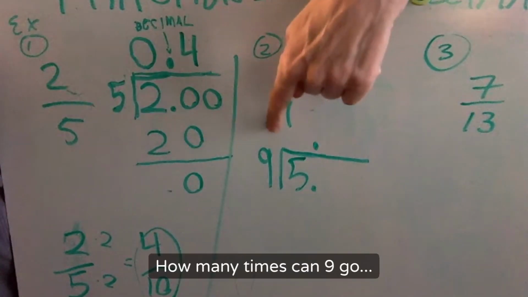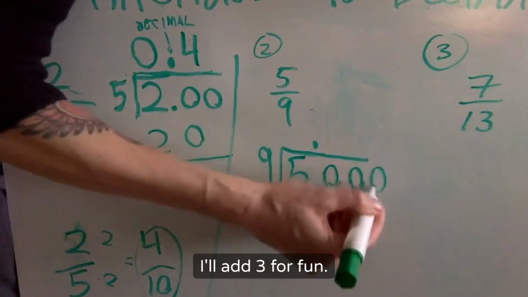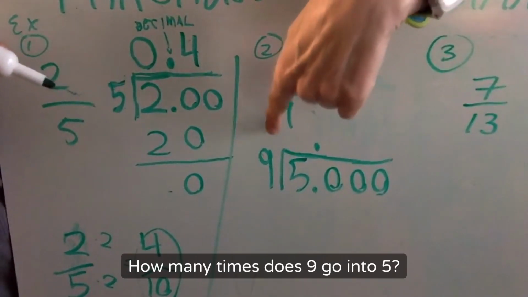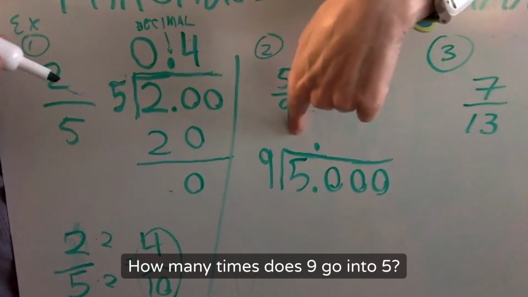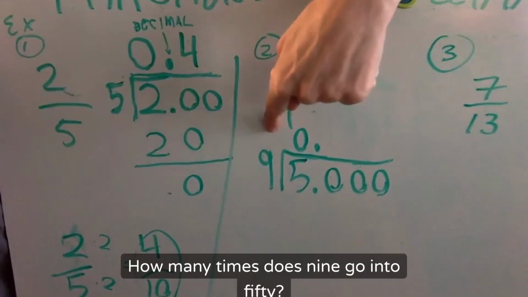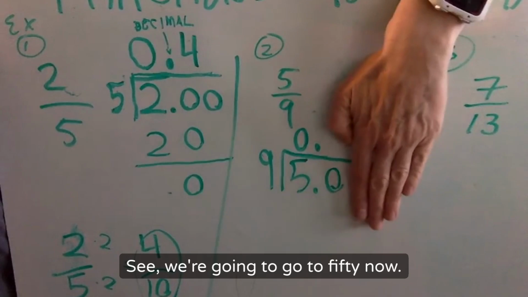Okay. How many times can 9 go? I'm going to add a bunch of zeros. I'll add 3 for fun. How many times does 9 go into 5? Well, it doesn't. So put 0. How many times does 9 go into 50? See, we're going to go to 50 now.